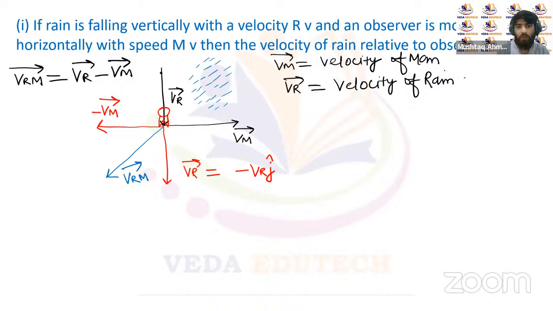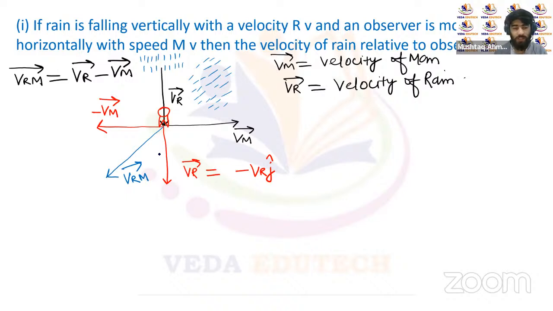With respect to the ground, the rain will be falling like this. But the velocity of the rain as observed by this moving man will be like this.